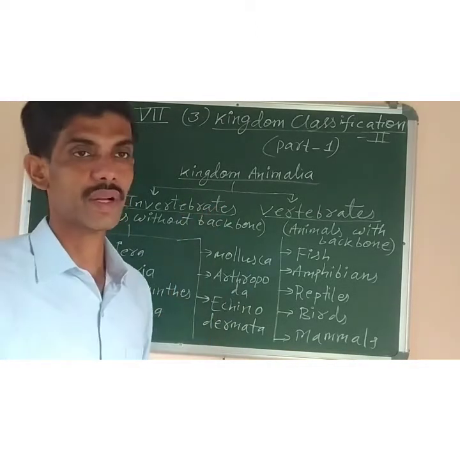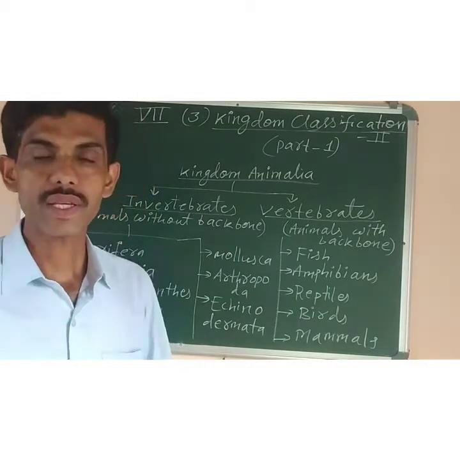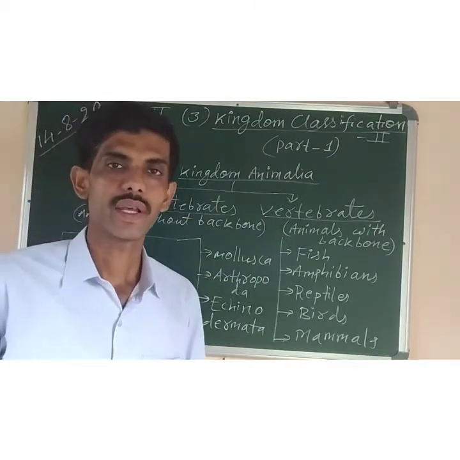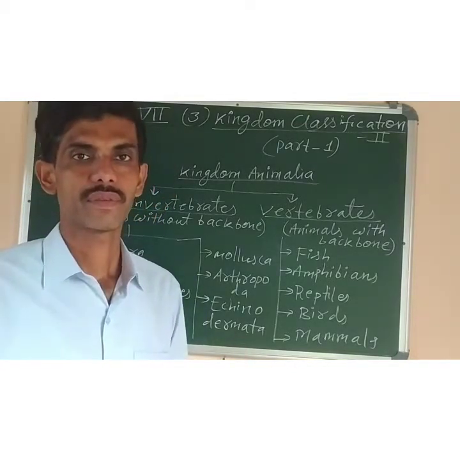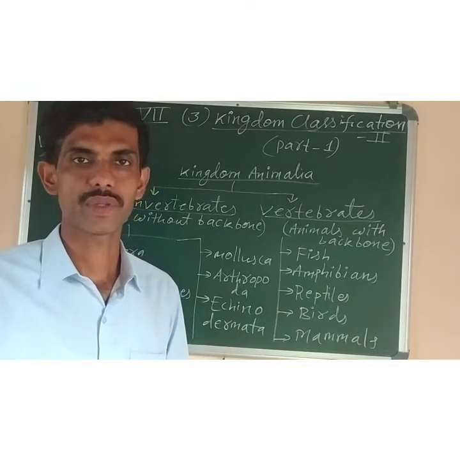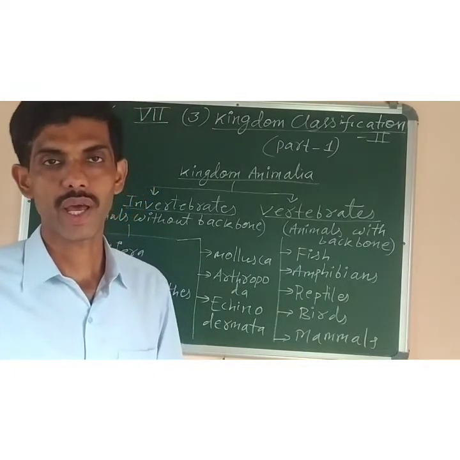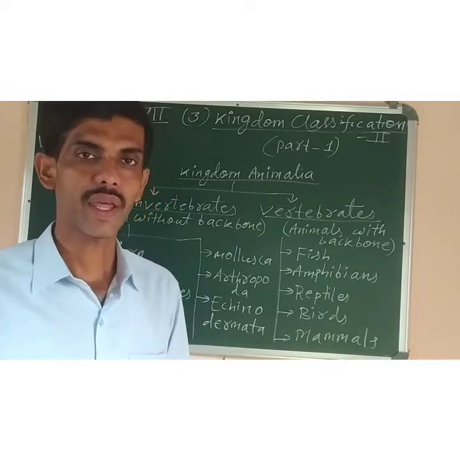So Kingdom Classification 2. In the last chapter we had studied that Whittaker, the name of the scientist, had classified the living organisms, meaning all the living things, into 5 broad kingdoms. What are they? Kingdom Monera, Protista, Fungi, Plant Kingdom and Animal Kingdom.